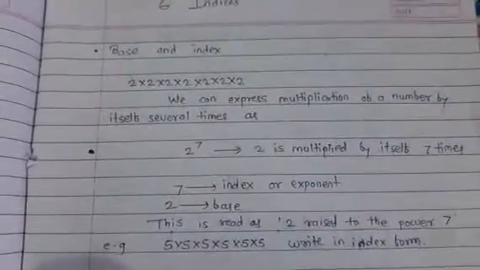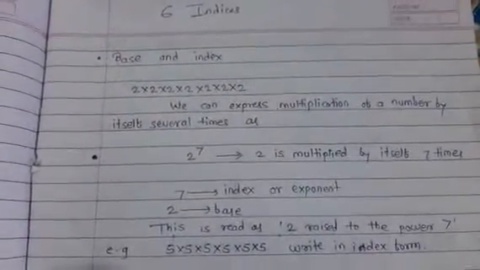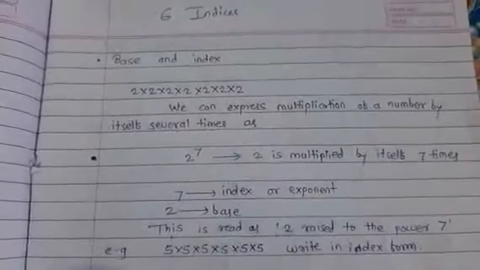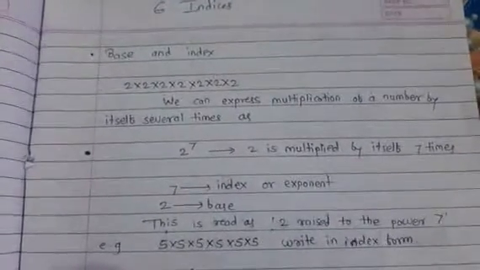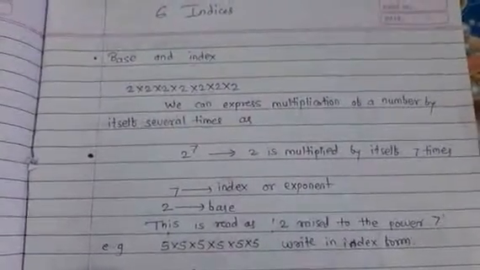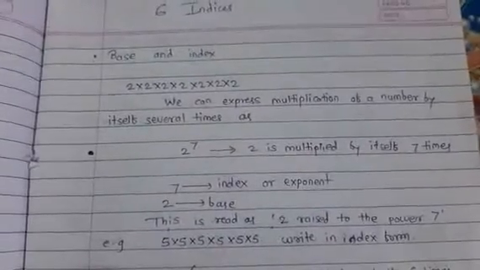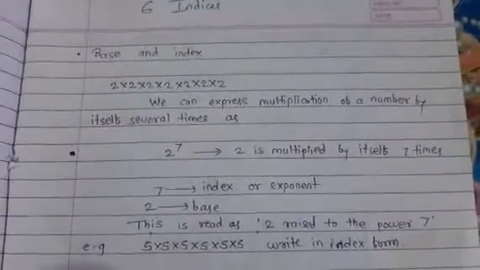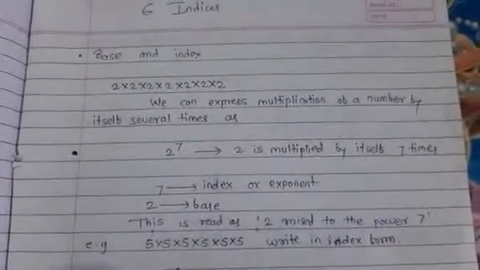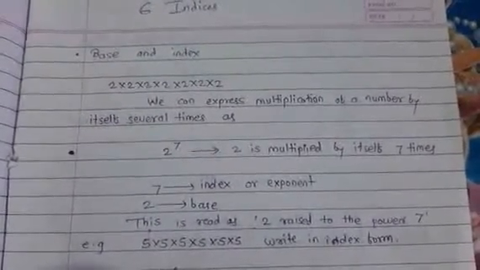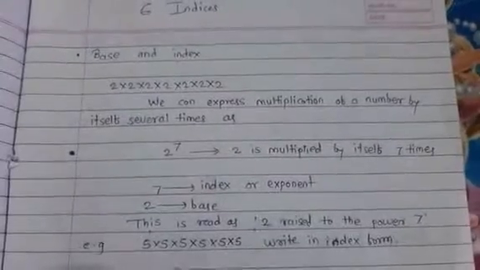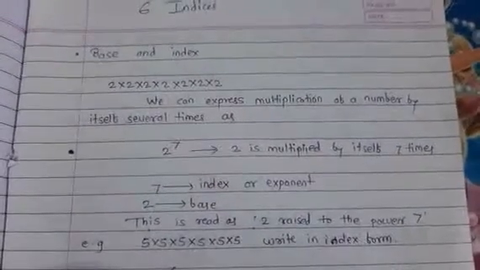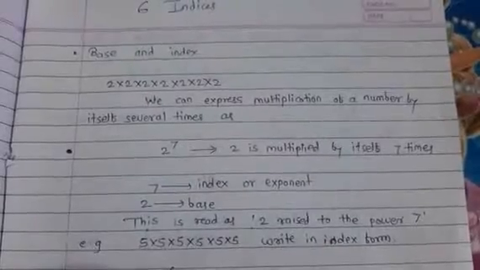Today we are going to start chapter number 6, indices. First concept from this chapter is base and index. These concepts are related to multiplication. If same number is multiplied several times, then it can be written in base and index form.